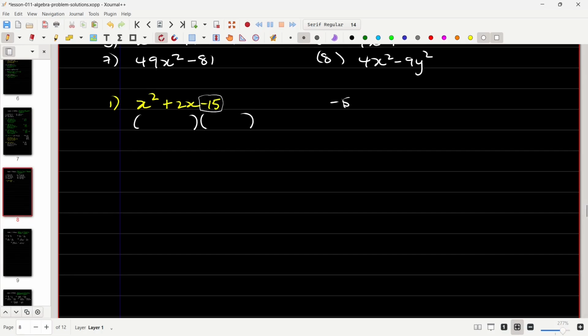So negative 15 has factors 1 by 15, 3 by 5, and that's it. And we're looking for the one that gives me positive 2, so I know a negative 5 adding to a positive 3 will give me a negative 2. So I'm just going to say, okay, well, this is x minus 5 and x plus 3, and that's the answer. Let's go to the second one.